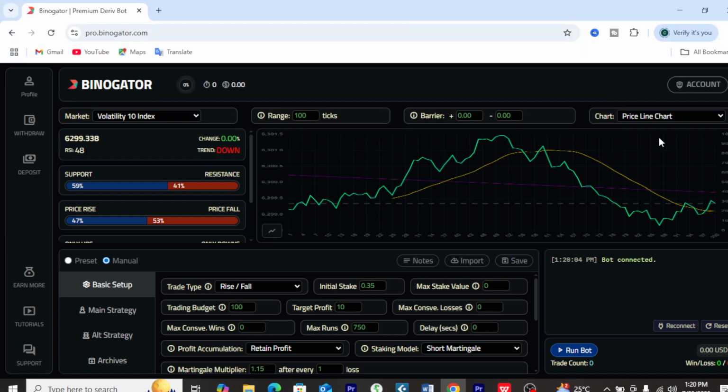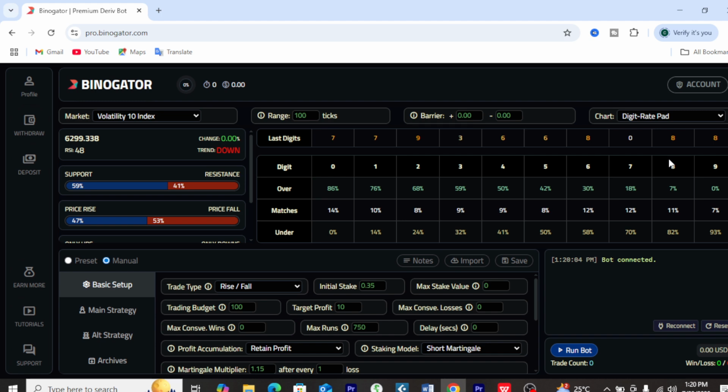Today I'll be talking about the digit rate pad. So first thing I'm going to do is change this from price line chart to digit rate pad. So this is the digit rate pad here. Now, first thing I'm going to talk about is the number of the range.